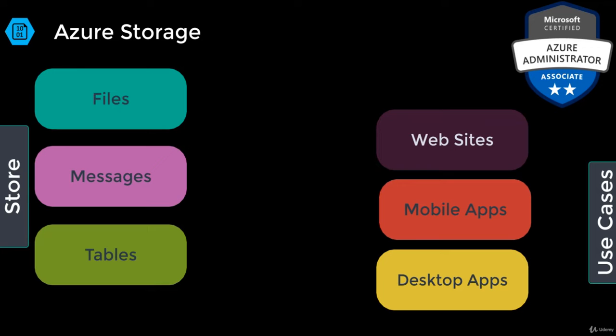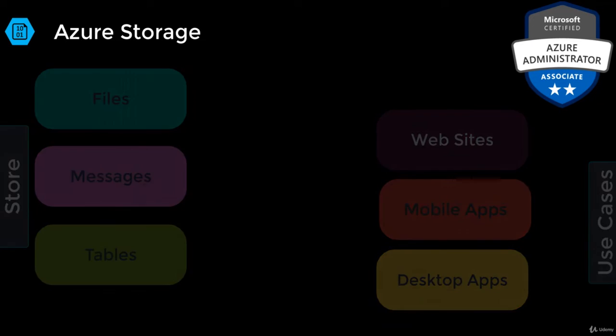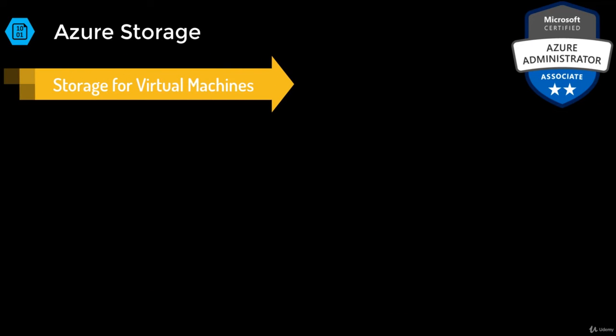You can generally think of Azure Storage in three categories. One is storage for virtual machines. This includes disks and files. Disks are persistent block storage for Azure Infrastructure as a Service virtual machines. Files are fully managed file shares in the cloud.